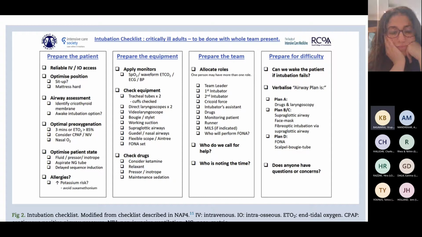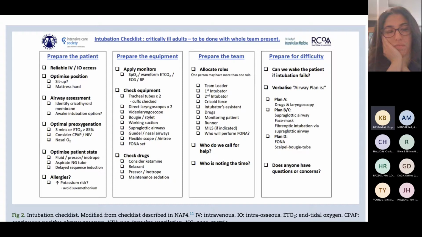Prepare the team. One person should be assuming the role of a leader. So you have a team leader, a first intubator, a second intubator who can assist them, or can be just a standby who would be there when things go wrong, or hopefully just be there. Someone to give cricoid pressure, an intubator's assistant with some drugs, a person to monitor the patient, one would be a runner, and make sure the whole team knows who will be able to perform a front of neck access should the need arise. The next question you have to answer is, who will we call for help?